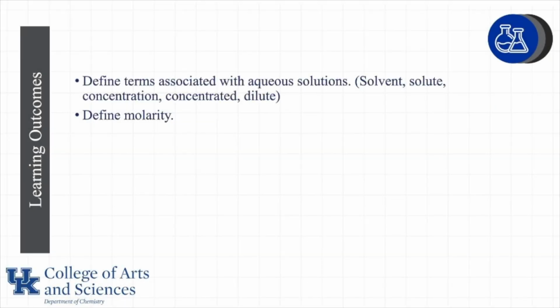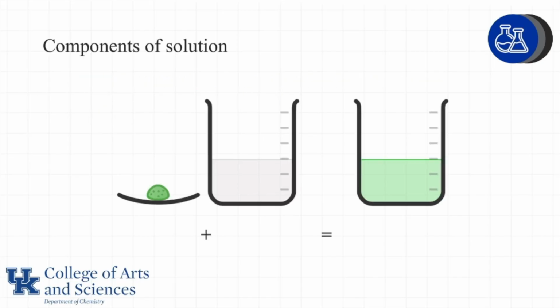In this lesson, we're going to define terms associated with aqueous solution and also discuss molarity. When we look at a solution, there are two components that come together to make the solution. The first is the solute, or the substance being dissolved, and the solvent, the substance that the solute is being dissolved in. When we combine them, what we get is a solution.